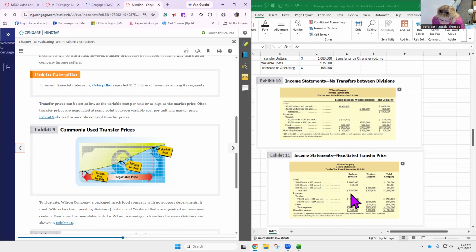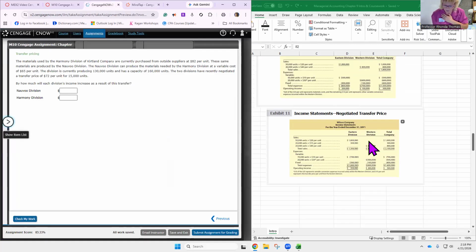So here they have an operating difference of 100,000. Here they have 100,000 and 200,000, right? Because each one of these has income going up. This was 200,000, now it's 300,000. 100,000, now it's 200,000. Now your company as a whole has gone up 200,000. So let's go to the problem now. All right, let's see what we've got.